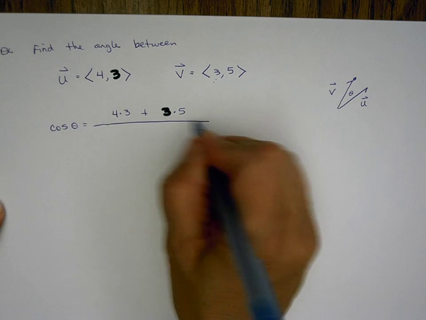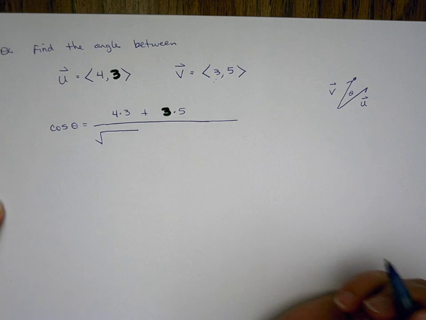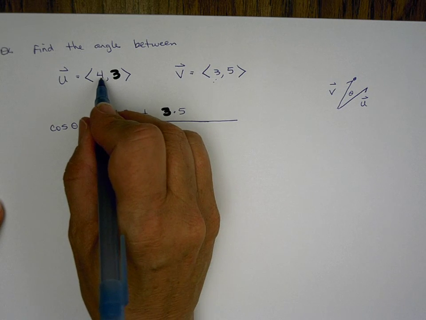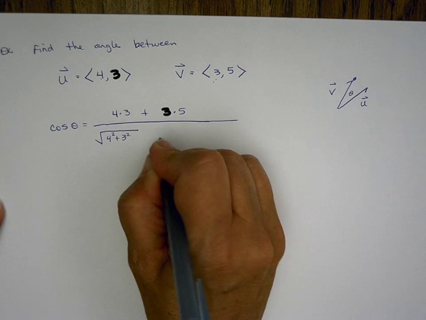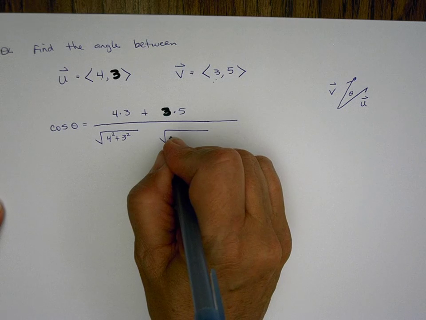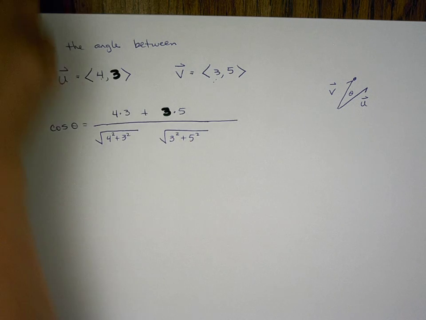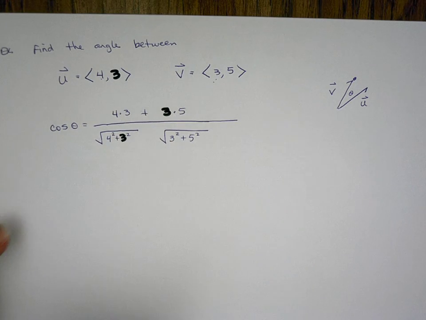And then in the denominator, we're doing magnitude. Magnitude is the square root. If you already know the components, I don't have to subtract. I can just say I want to take 4 squared plus 3 squared. And same thing, I already have the components, so I don't need to subtract. I just do 3 squared plus 5 squared. And I'm going to highlight that 3 so you know where those numbers came from.